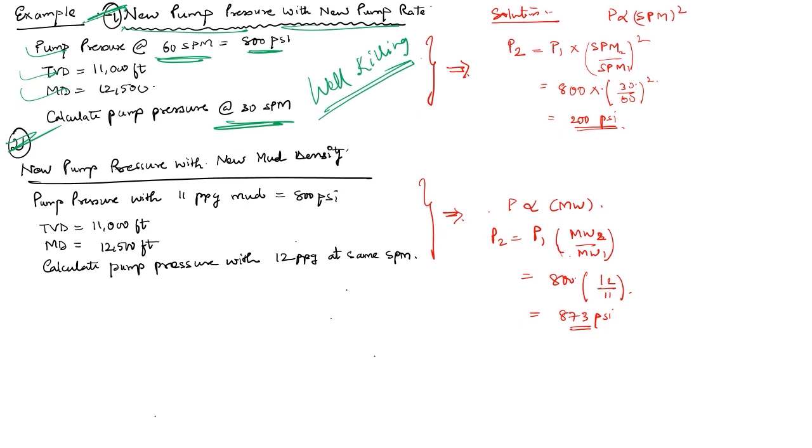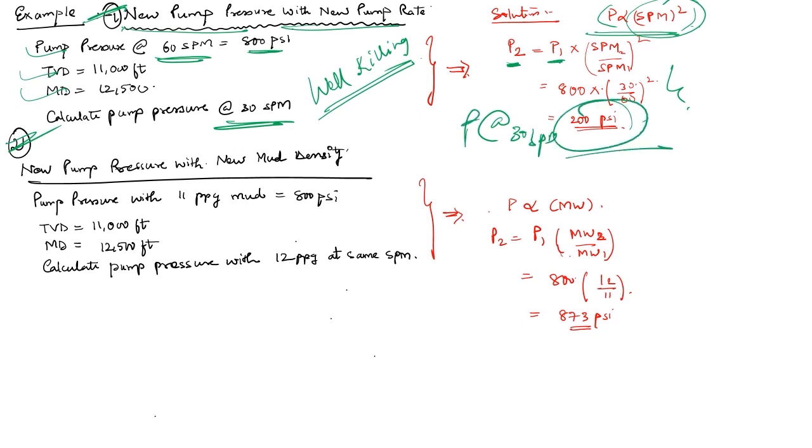As we all know, my pump pressure is directly proportional to the square of the SPM, where SPM is the strokes per minute. Using this correlation, my new pump pressure would be equal to old pump pressure into (SPM 2 divided by SPM 1) the whole square. On placing the values, my new pump pressure calculated at 30 SPM would be 200 psi. A very simple numerical.